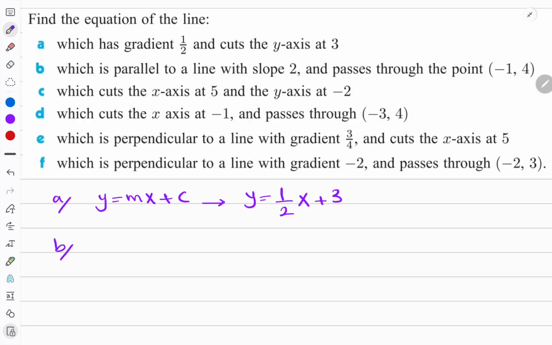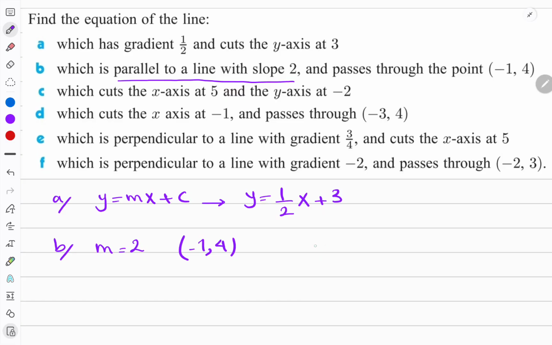For part B, we are going to write the equation of the line which is parallel to line with a slope 2 and passes through the point -1 and 4. We know that when we have two parallel lines, their gradient is equal. So the gradient of that line is 2 as well, and we have a point -1 and 4 that lies on this line. So we can see that the x coordinate is -1, so 4 is not y-intercept.